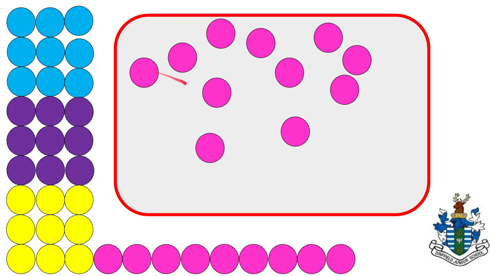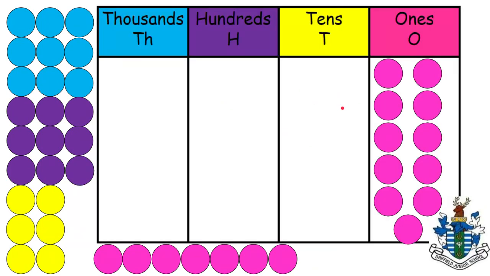7, 8, 9, 10, 11. We've got 11 ones. Now, using one-to-one correspondence, I know that I've got 11 counters. We use place value to try and make our presentation and our representation of number a little bit more efficient. So let's put this onto the place value grid rather than just have them spread out all over my table. And you can see that I've got 11 ones in there. So I've got no thousands, no hundreds, no tens, and I've got 11 ones.